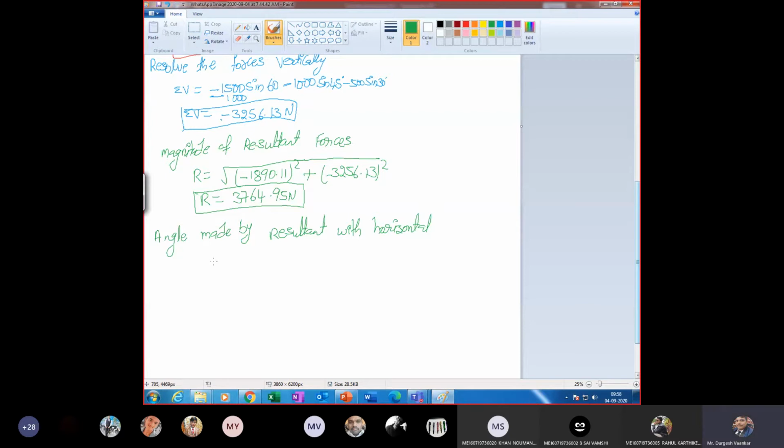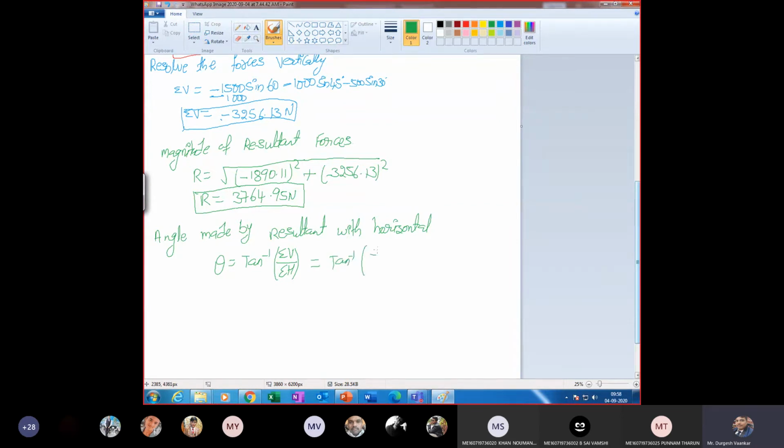How to calculate? Tan inverse of sigma V by sigma H. Very good. Once again tell me. Tan inverse of summation of forces along vertical divided by summation of forces along horizontal direction. Tan theta equal to tan inverse of sigma V divided by sigma H. Sigma V value you got.